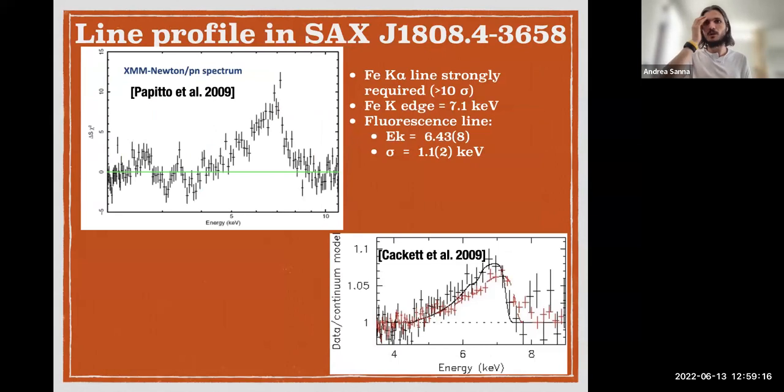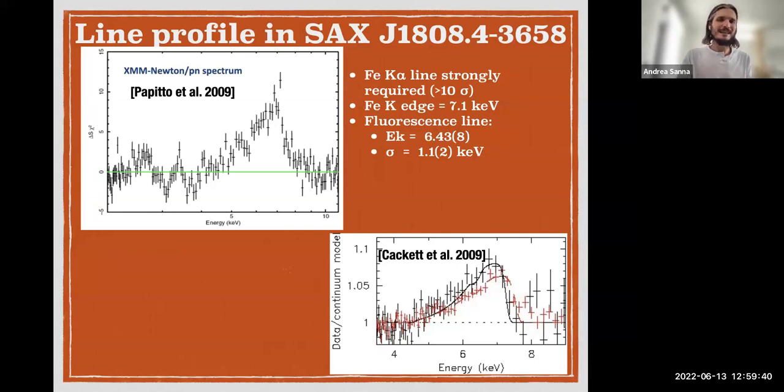Here is an example of an iron line profile observed in the first accreting millisecond X-ray pulsar that I discussed earlier, SAX J1808. And you see here, those are the residuals from the spectral fit. And you see that clearly you have a residual that looks like a broad emission line in the energy range of the iron.